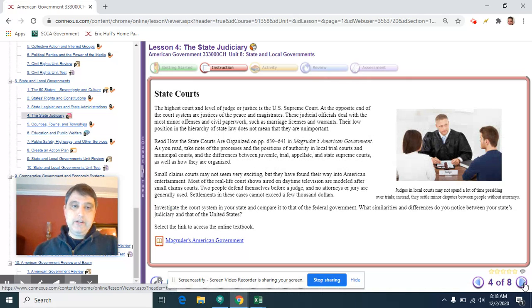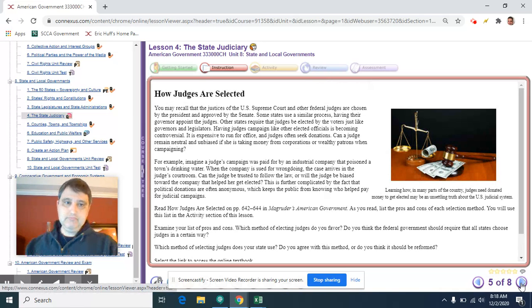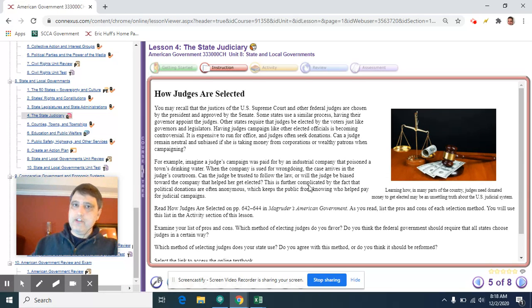Okay. We'll read a little bit about state courts, how state courts are organized. Think again, the idea here is we want to think about how the state governments are similar to and different from the federal government. Okay. How judges are selected. At the state level, judges are selected a little differently than they are at the federal level. Remember, at the federal level, the judges are chosen by the president, approved by the Senate, and those are lifetime appointments. And some states have a different process, so you'll read about that.